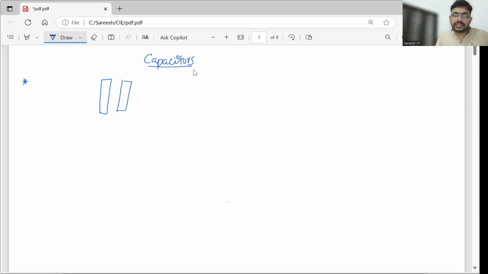So capacitors, you know, there are different types of capacitors. There are parallel plate capacitors, disc capacitors. So many capacitors are there, but mainly we are discussing parallel plate capacitors.